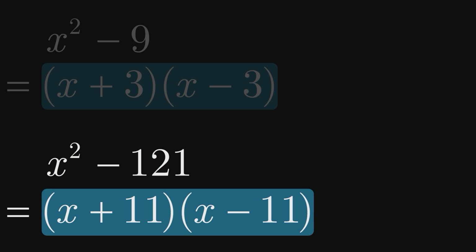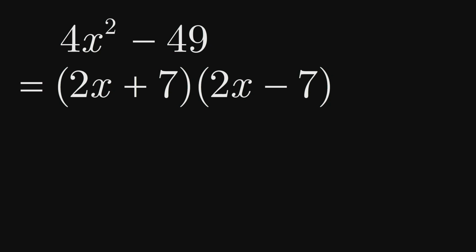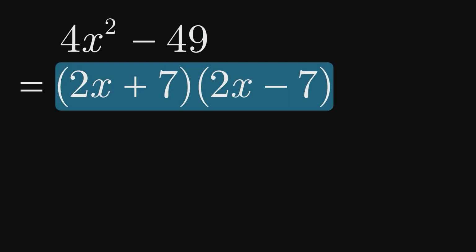Using similar reasoning, we can factor differences of squares in which the coefficient of x squared is not 1, but rather any perfect square. For example, let's consider the expression 4x squared minus 49. This expression is indeed a difference of squares, since we're subtracting 49, which is 7 times itself, from 4x squared, which is 2x times itself. So the factored form of this expression is 2x plus 7 times 2x minus 7. If you're uncertain about this result, try expanding this factored expression to see how it gives the original expression.